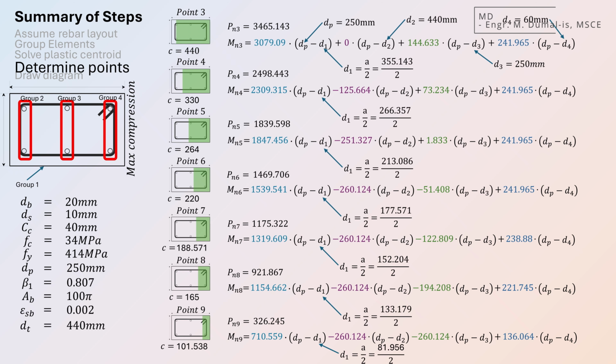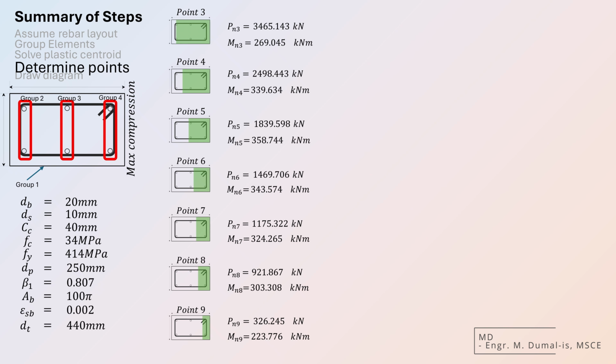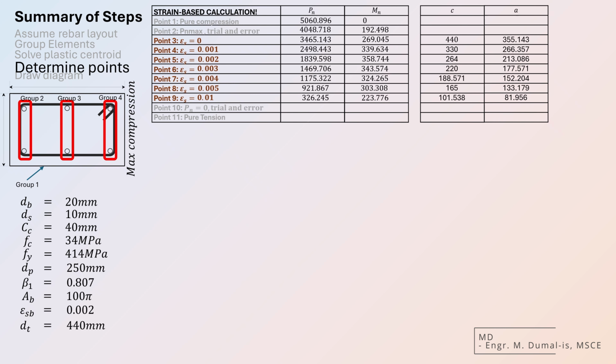Next, for the bending moment, we plug in the distances, dP and d values for each group. The value of d1, which is the center of the concrete compression block, is A divided by 2. Meanwhile, d2 to d4 are the constant rebar depths from the extreme compression fiber. These stay the same for all points, even as C changes. We now evaluate all Mn values across the table. At this point, we've computed both Pn and Mn for all points, and now we just store all values in the same table as we've used before.